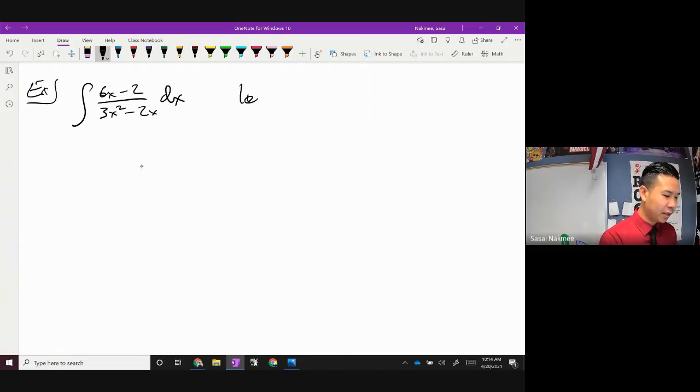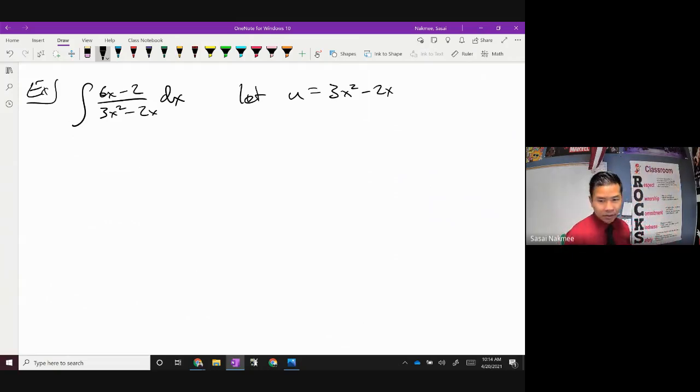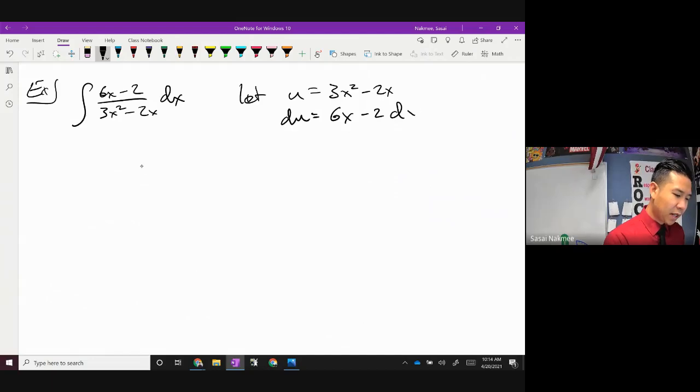So I'm going to go ahead and let u equal the non-derivative, which in this case is 3x squared minus 2x. Okay? Next step, find du. So du is going to equal 6x minus 2 dx, of course. Solve for the dx. Isolate the dx, get it by itself. I end up with du over 6x minus 2 is equal to dx.